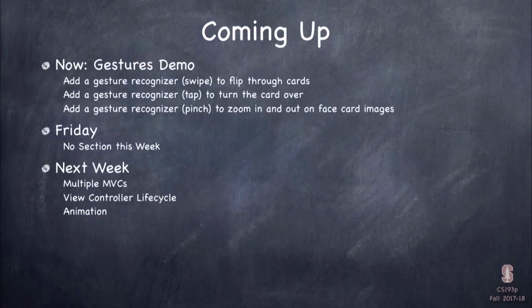All right, so let's see all this in action with a demo. We only have 5 minutes left. I think we can do it in 5 or 10 minutes. We're going to add 3 gestures to our playing card. We're going to add a swipe, which is going to flip through our deck of cards. So that's going to affect our model. Our model is that deck of cards. So that's something our controller is going to have to do.